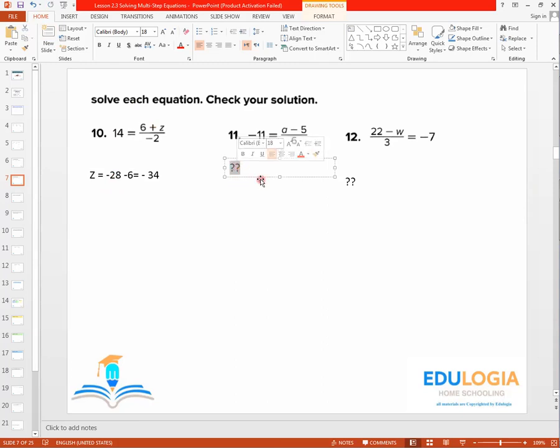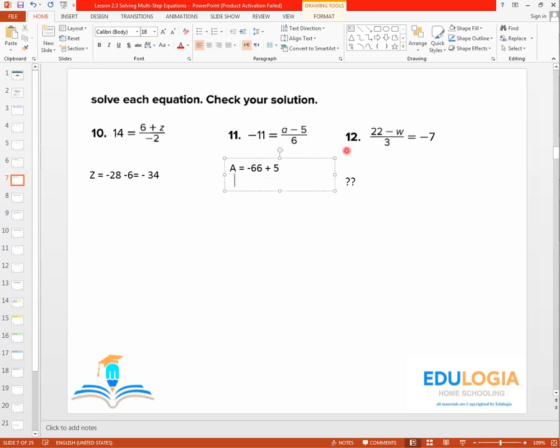Number 11, I'd like to get the value of A. To get the value of A quickly in mental math, follow my steps. First, multiplying negative 11 and 6. It's negative 66. Second step, transferring negative 5 to the left-hand side. It will be positive 5.